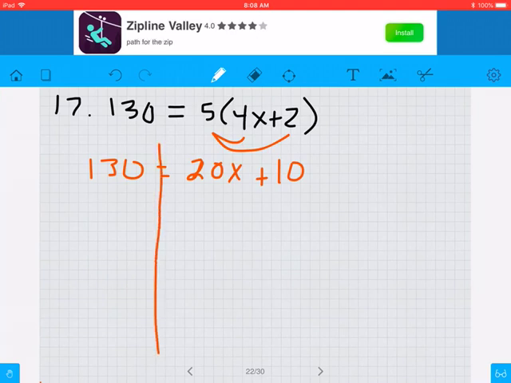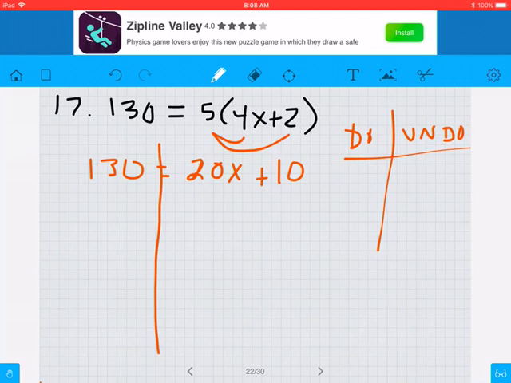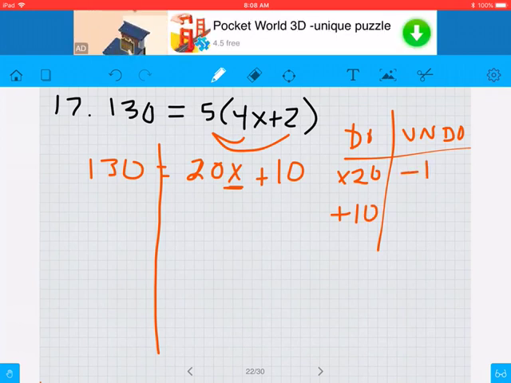Go ahead and do your do and undo chart off to the side here. Most of you are doing this in your head by now, but I just like to write it out just to visualize it. So what's being done to our variable x here first is that we're multiplying it by 20, and then we're adding 10. So to undo those two operations, we need to subtract 10 first, and then divide by 20. So subtracting 10 on both sides.